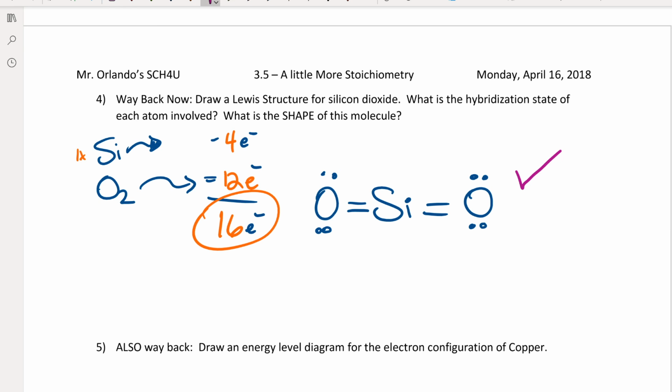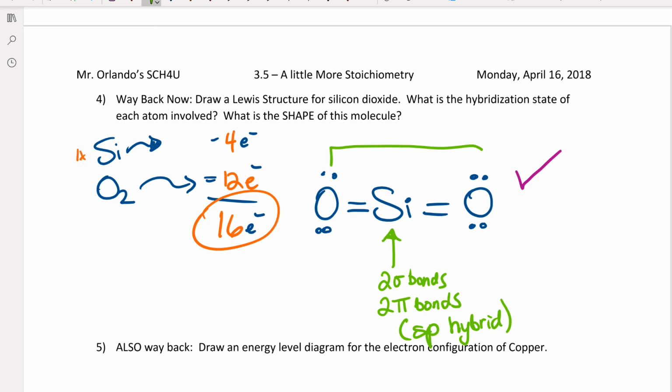That structure is good. What's the hybridization state of each atom? Well, this silicon is making 2 sigma bonds, and it's making 2 pi bonds. So that makes this sp hybrid. Right? It'd be sp3 if it was making all sigma bonds, sp2 if it was making just 1 pi bond, and sp because it's making 2 pi bonds. All right, we're good there.